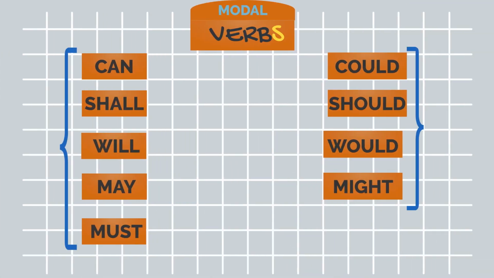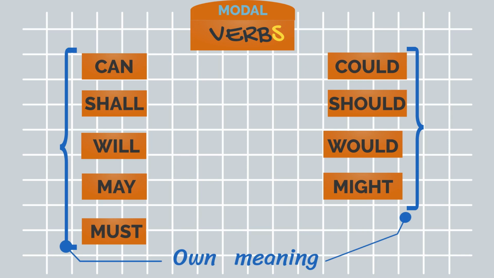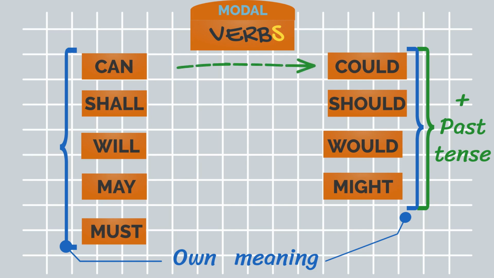All these modal verbs have their own meaning, but some of them are also used as the past tense for other modal verbs. So, the modal verb could has its own meaning and is also used as the past tense for the modal verb can. Similarly, should for shall, would for will, might for may.